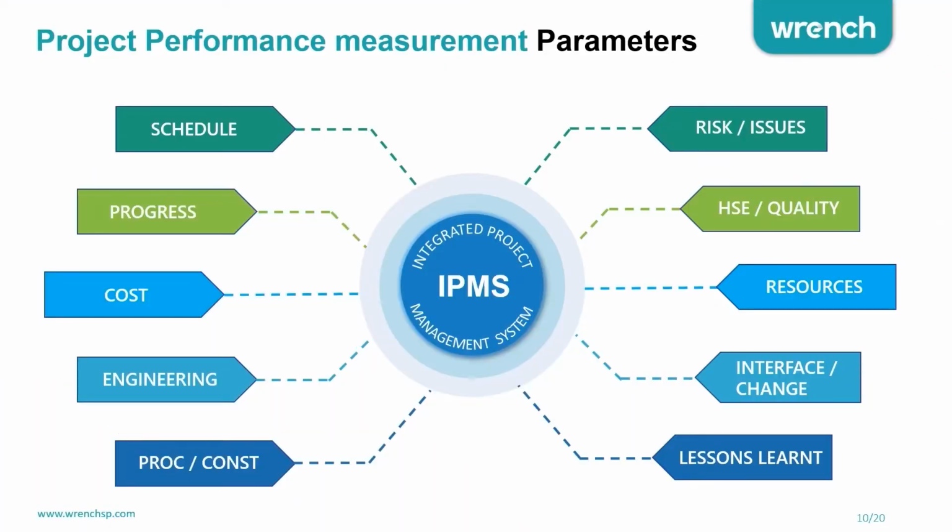Now, what are these project health parameters which you need to measure and keep constantly monitoring on a project? These are the schedule, progress, cost, the deliverables of engineering, procurement, construction, risk, issues, HSE, quality, resources, interfaces and change management, and finally you need to capture all the lessons learned.